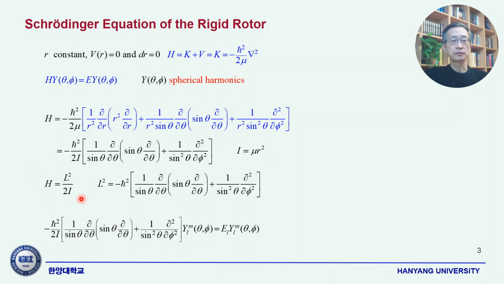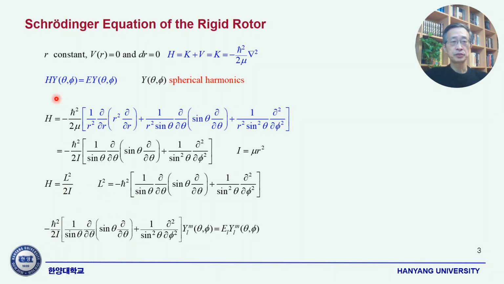So H, the total energy operator, is actually the kinetic energy operator, which we have seen before: L squared over 2I. Now the L squared operator is just this one: minus h bar squared times the angular part of the Laplacian operator.